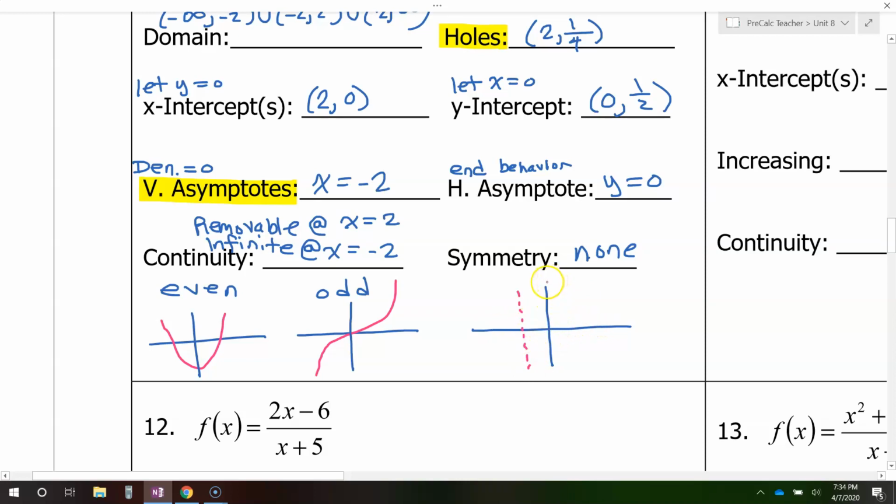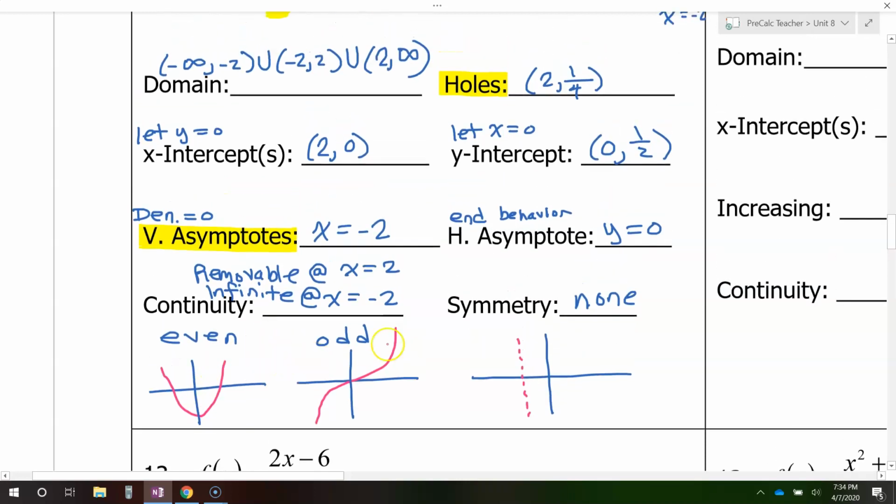To even have a shot at it, this asymptote had to be at the y-axis. So then maybe, depending on whatever else is going on, it could be symmetric. But the way it is, being off to the left, there's no way it's going to have y-axis symmetry.